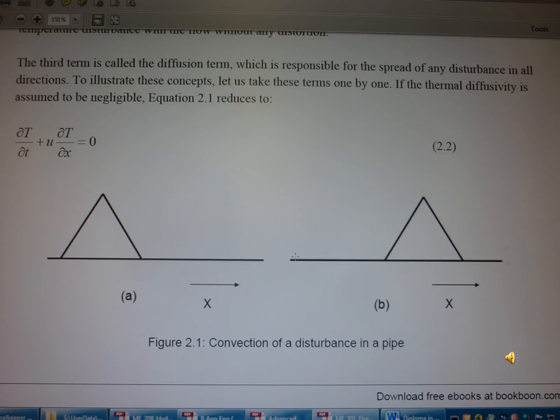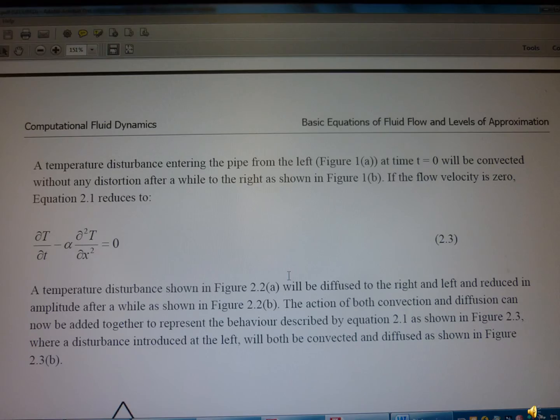We also consider the disturbance in the pipe. When the disturbance happens, we can write down del T by del t plus u del T by del x is equal to 0. Here T is the temperature disturbance. When the temperature disturbance happens, the equation can be rewritten as del T by del t minus alpha del squared T by del x squared equal to 0.